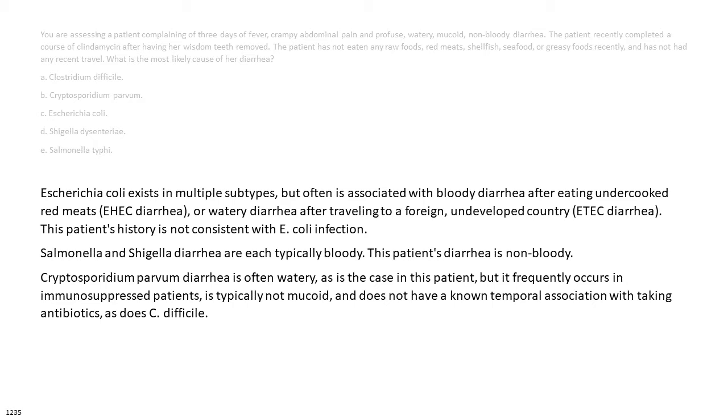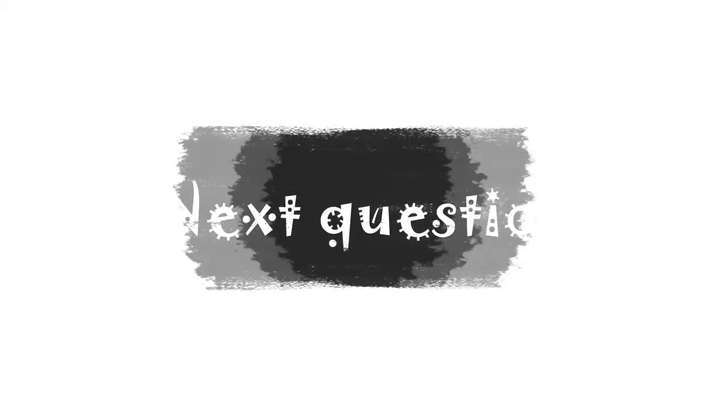This patient's diarrhea is non-bloody. Cryptosporidium parvum diarrhea is often watery, as is the case in this patient, but it frequently occurs in immunosuppressed patients, is typically not mucoid, and does not have a known temporal association with taking antibiotics, as does C. difficile.